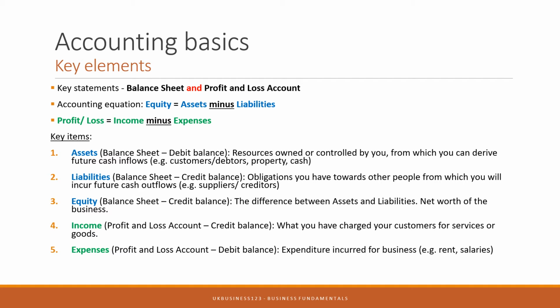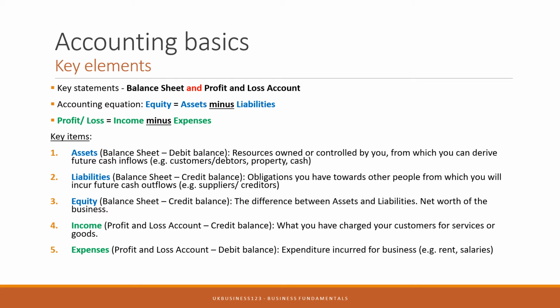Income, by definition, is what you have earned from your business activities. So what you've charged, what you have invoiced your customers for services or goods offered, that's your income, also called revenue. Expenses are the opposite of income. So this is the expenditure that you have incurred. For example, you pay rent, you pay salaries, different expenses for running the business.